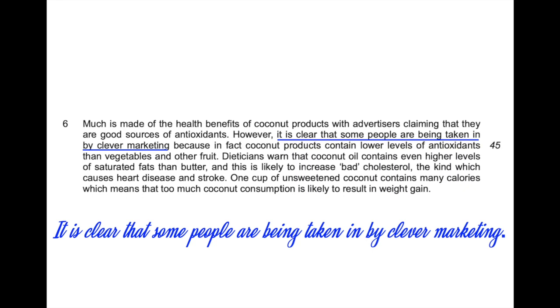Now, is there only one reason why people are buying coconut products? Is the only reason people are buying coconut products because they have been taken in by clever marketing? The expression be taken in by means to be tricked. That people have been tricked into buying coconut products because they believe that the antioxidants are high, but actually they're not that high. But we know that there's many reasons why people buy coconut products. It doesn't have to be just that. Now, we can't be certain that people who buy coconut products have been tricked into doing so. Therefore, this is an opinion rather than a fact. And in the blue writing at the bottom, that is what you would write in your exam.